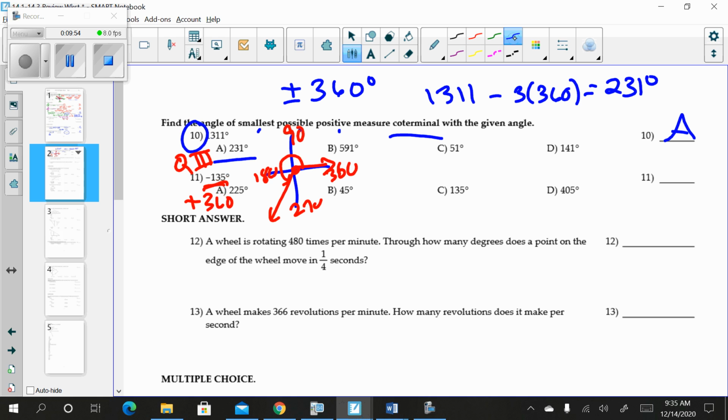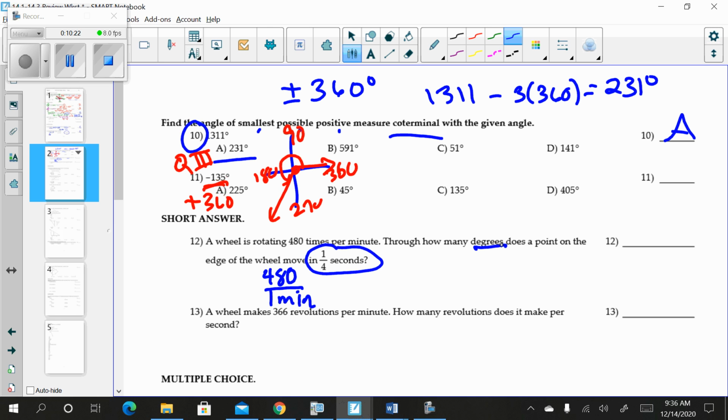All right, let's take a look at a couple applications. I know you're going to see this on MathXL as well. When we talk about things that rotate or spin, we're looking at those complete revolutions. It's a great application of angle measurements. It says a wheel is rotating at 480 rotations per 1 minute. They want you to figure out how many degrees a point on the edge of the wheel moves in only a quarter of a second. So how many degrees does it go?